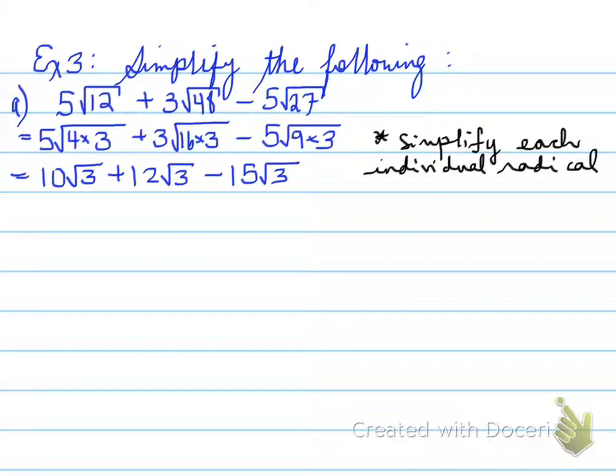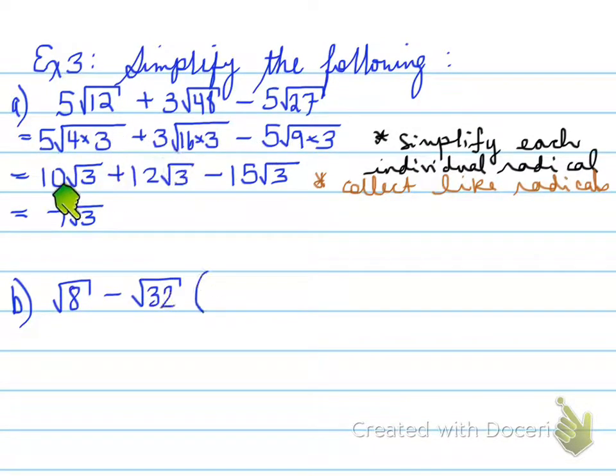Now we look for like radicals, which we have. And fortunately for us, the answer to this is 7 root 3. So one more time, we collect like radicals to get this answer.